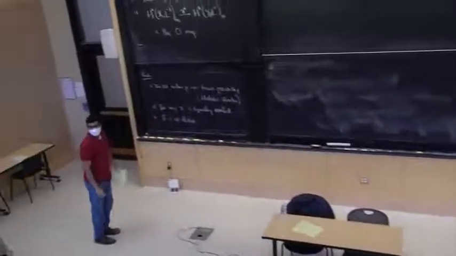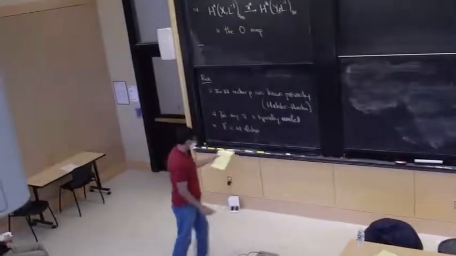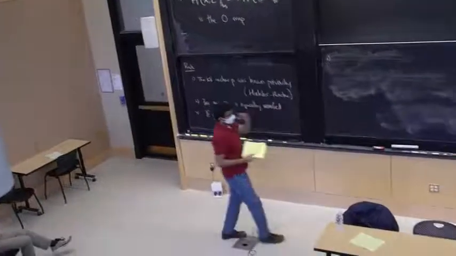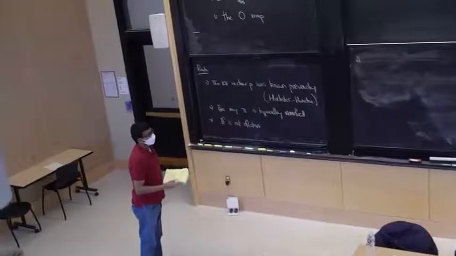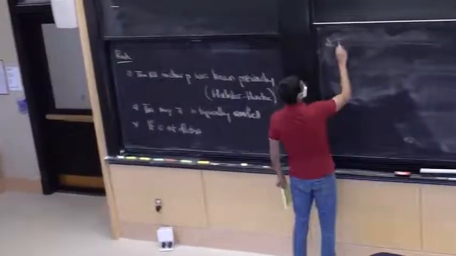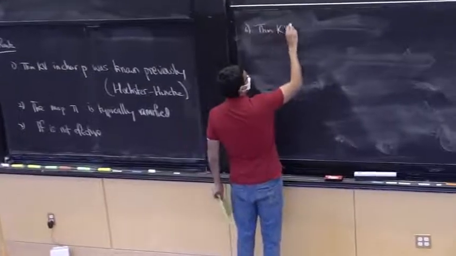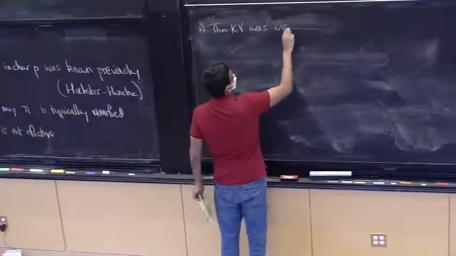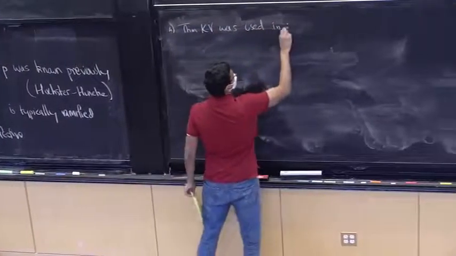And so I just wanted to mention one application of this, which I kind of alluded to yesterday. So vanishing theorems are often useful in birational geometry, and this was somehow no exception. So theorem KV was used in the proof of the following.